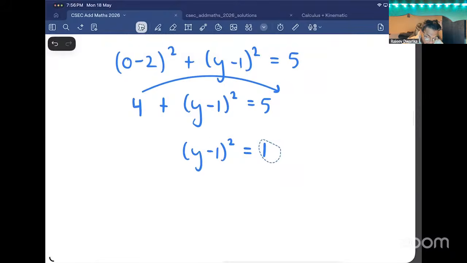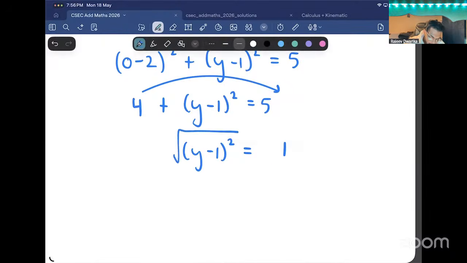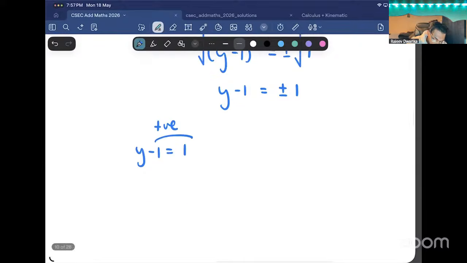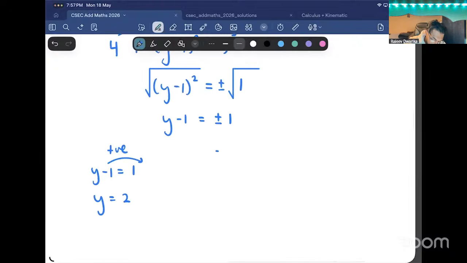Then I would have to find the square root on both sides. And anytime you find the square root, you always get a positive and a negative solution. So you're going to end up with y minus 1, because the square and the square root cancel off, plus or minus the square root of 1, which is just 1. So the positive solution will be y minus 1 is equal to positive 1. When you move across the negative 1, you end up with 1 plus 1, which is 2. The negative would be y minus 1 equal to negative 1. When you move across the negative 1, it will be minus 1 plus 1. So y would be what?